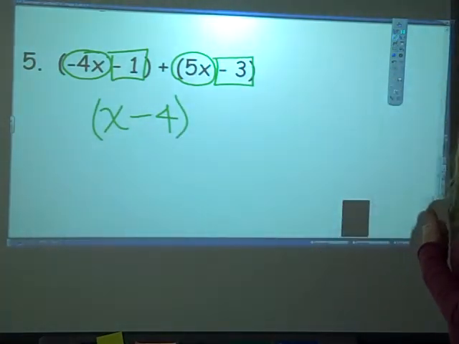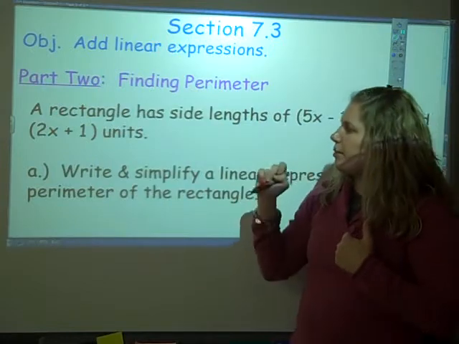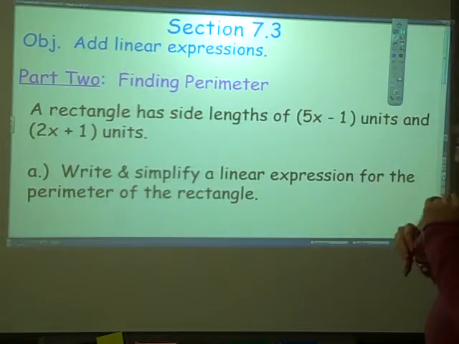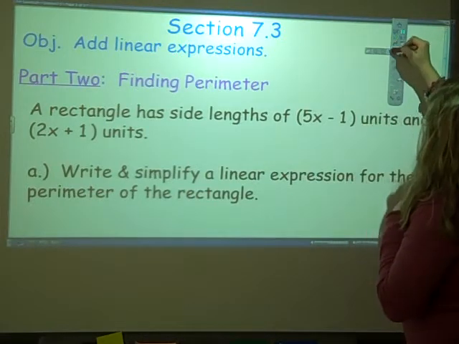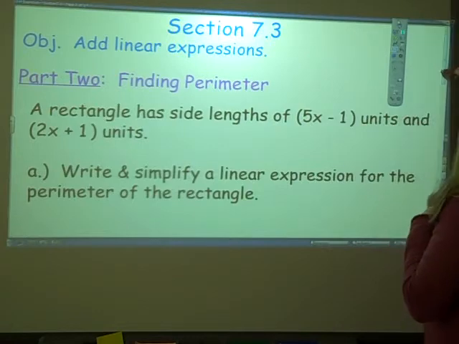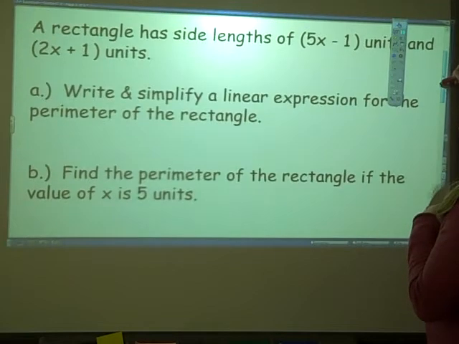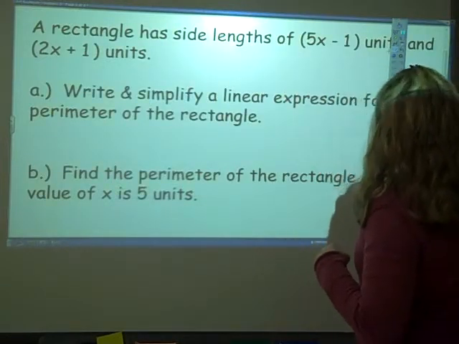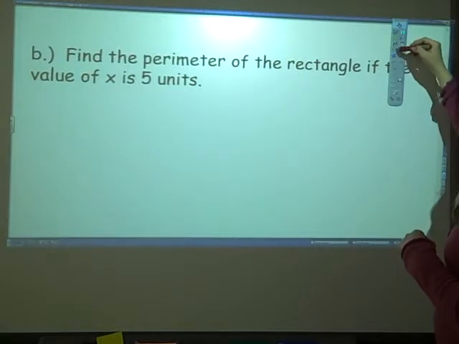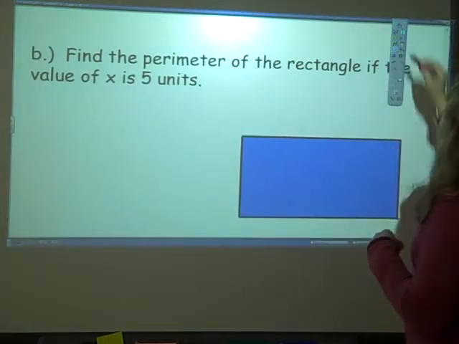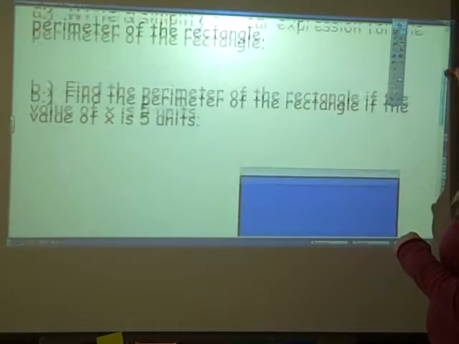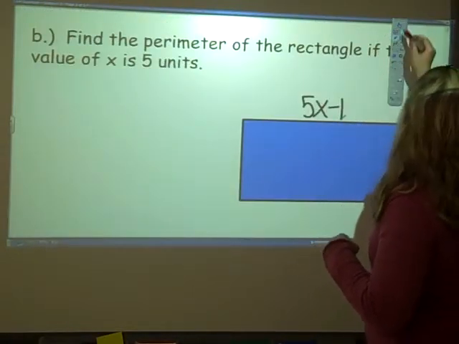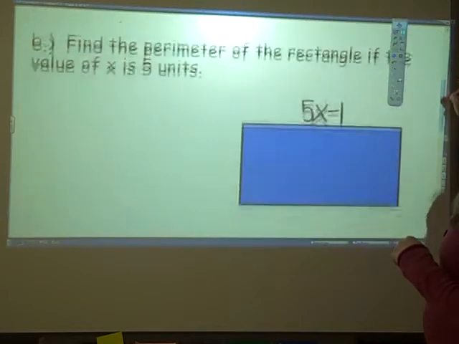Okay, last section, part 2, finding perimeter. A rectangle has side lengths of 5x minus 1 units and 2x plus 1 units. So let's just get a little rectangle here. It'd be better to do it down here. Here's my rectangle. I have 5x minus 1 is one of them. And the other dimension was 2x plus 1.